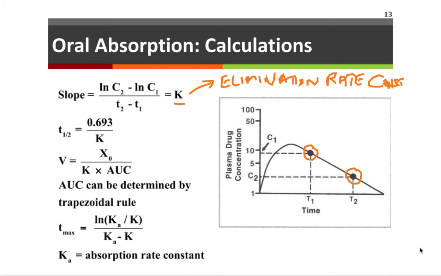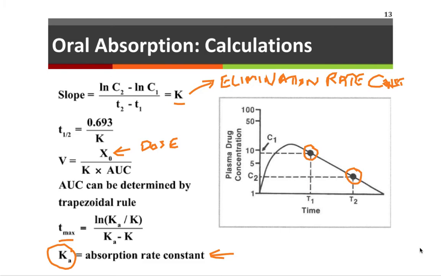And T half will be 0.693 divided by K, and the volume of distribution can be calculated by taking the dose and dividing by the product of K times AUC. And the AUC can be determined using the trapezoidal rule that you're aware of. And Tmax, the time it took to reach the Cmax or peak, can be calculated using this equation: natural log of Ka over K divided by Ka minus K. Ka is the absorption rate constant, which is something unique to the absorption model. And we will talk more about how you can determine Ka.